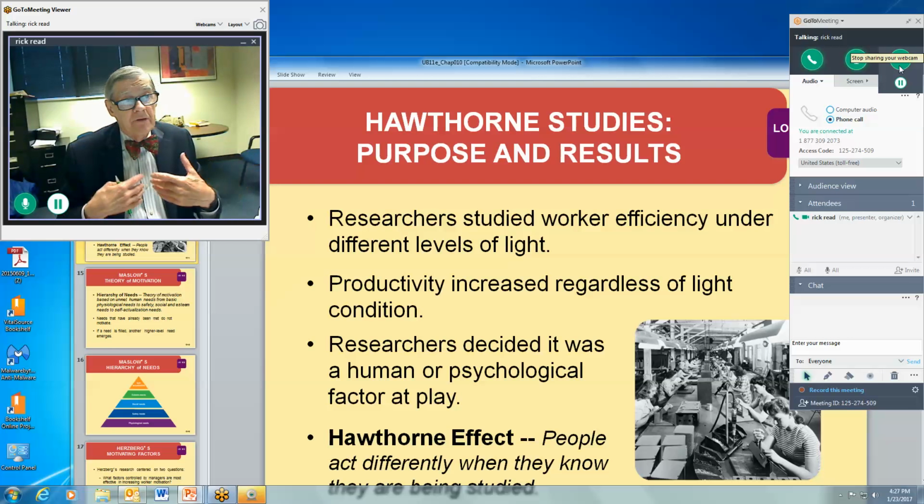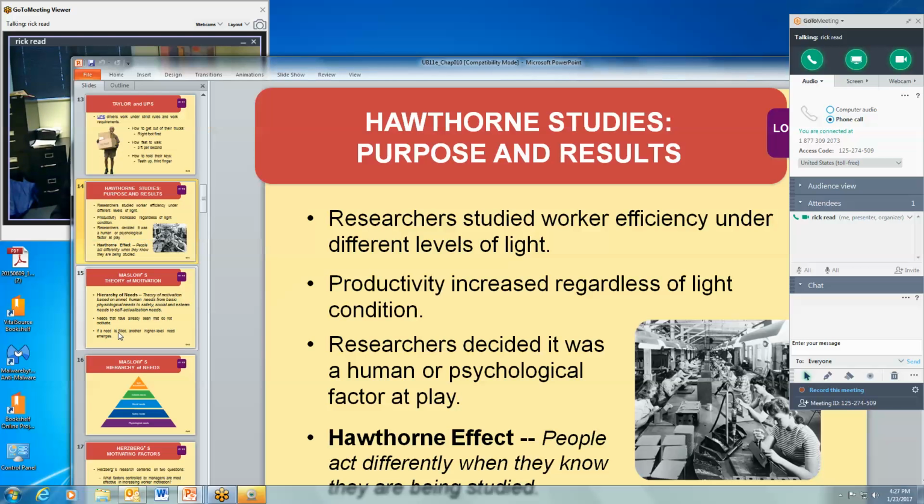And what they found again was that productivity increased. So what again we have here is people knowing they're being studied and that they work differently. It also brought in the social dynamic of work. And so we're thinking about things other than just the work itself.